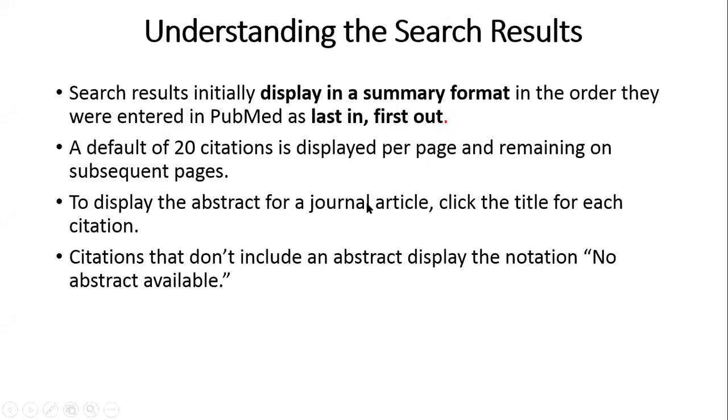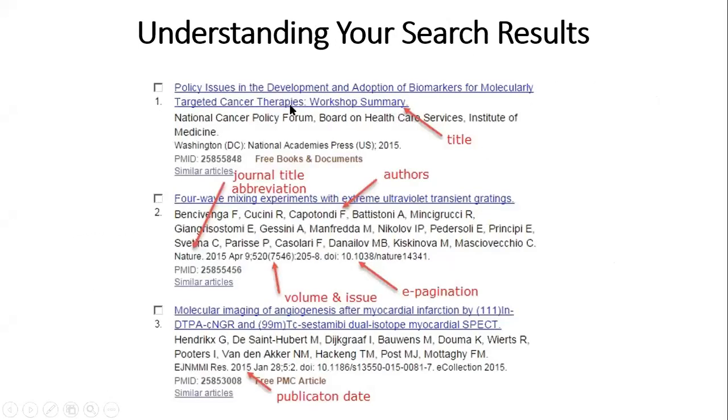Okay, so this is how your summary search result would look. You would have a link to your title. Then below the title will be the list of authors. Below that will be the citation: the journal in which it was published, the year, and, say for example, the month and date.